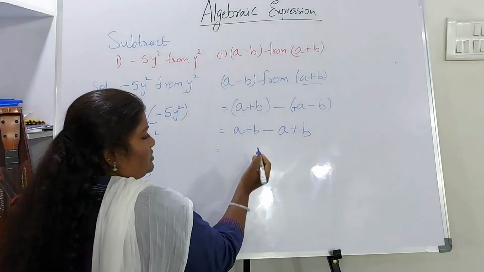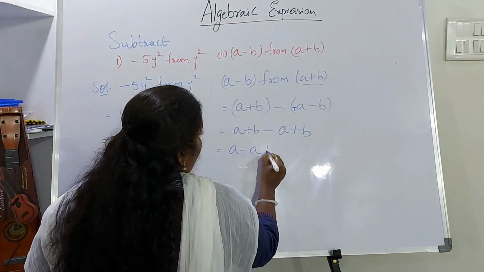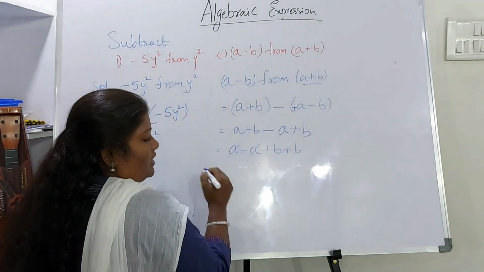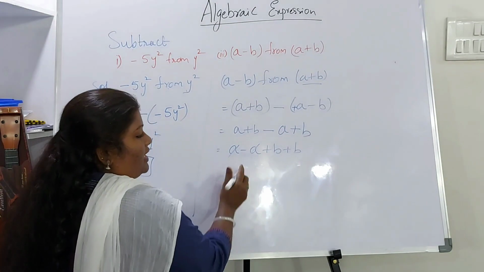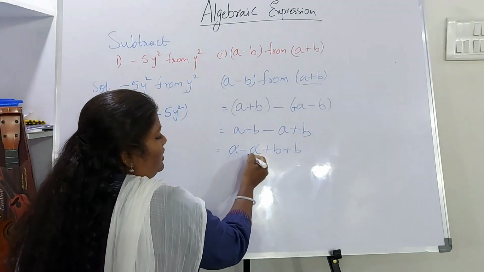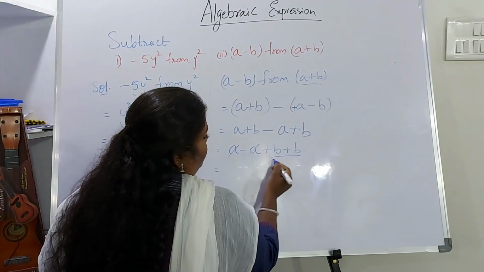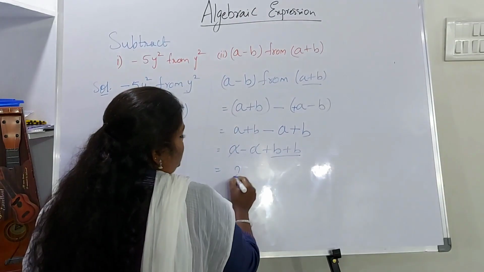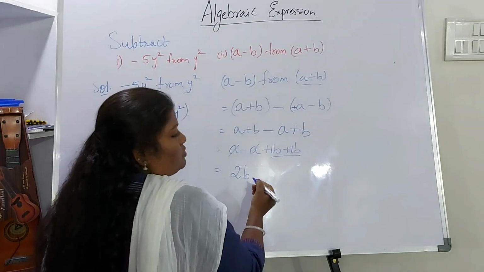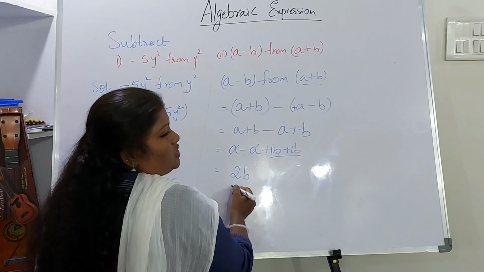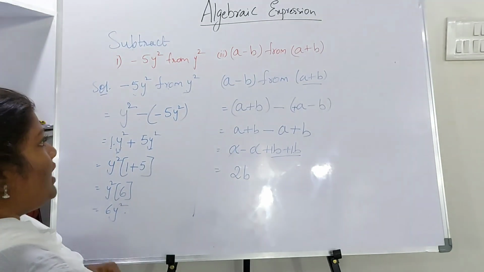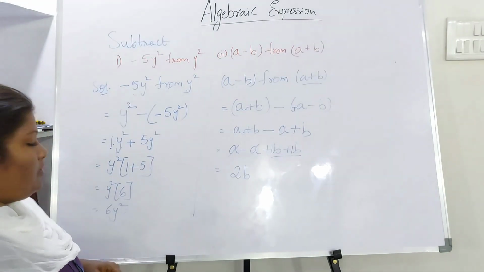Now write the like terms in one place. a minus a plus b plus b. Now here a minus a gets cancelled. Actually it is not cancelled, it is a minus a is 0. So instead of writing one more step, we can simply cancel it and write the remaining terms. So it is b plus b. As you know, the coefficient of b is 1, so 1 plus 1 is 2. So it is 2b. I'll just explain one more and then I'll end this subtraction here.